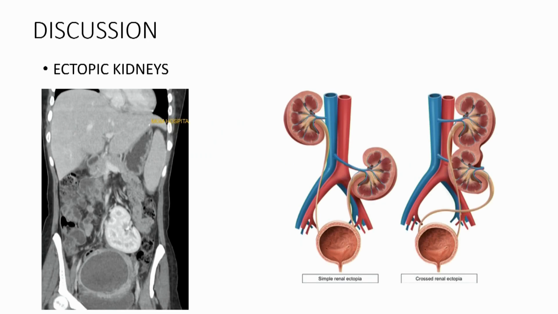Ectopic kidneys: in the first image, this is a coronal image of the contrast enhanced CT scan, wherein the left kidney is found malrotated and lying in the pelvis. Ectopic kidneys can be either simple renal ectopia, wherein the kidney lies on the same side of the abdomen but not in the renal fossa, or cross-fused ectopia, in which the kidney is found on the opposite side of the abdomen. The original side of the kidney can be deciphered by the insertion of the ureter in the bladder.